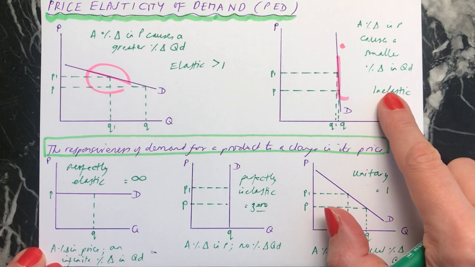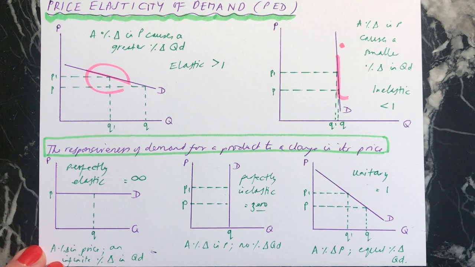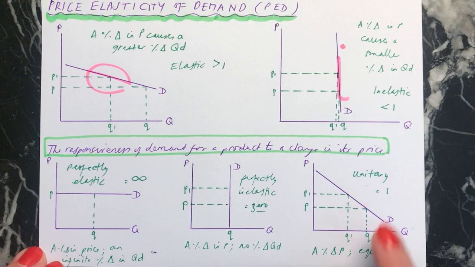So if it's elastic, relatively elastic, the value will be greater than 1. If it's inelastic, the value will be less than 1. If it's perfectly elastic, the value will be infinity. If it's perfectly inelastic, the value will be 0. And if it's unitary, the value will be 1.